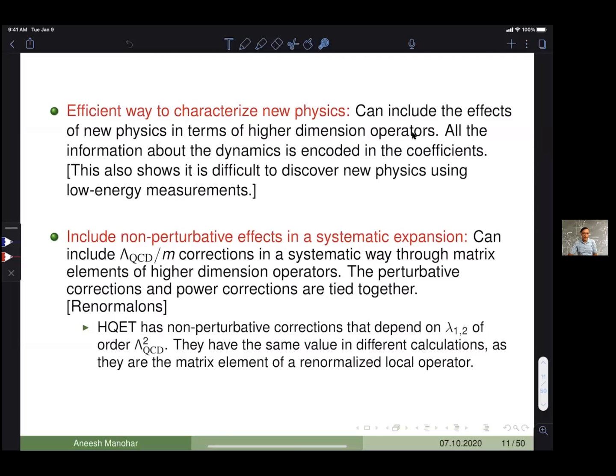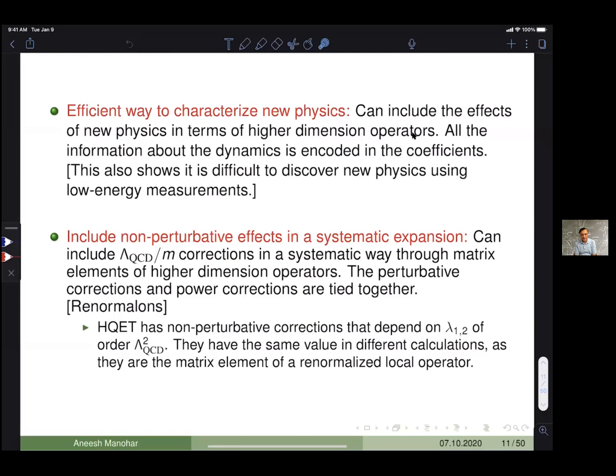A very important thing which was done in heavy quark effective theory is we could include non-perturbative effects in a systematic expansion. So there are non-perturbative effects in B decays which go like lambda QCD over M. And in heavy quark effective theory, there are two non-perturbative parameters, lambda 1 and lambda 2, which are of order lambda QCD squared. And you get effects proportional to lambda 1 over m_b squared and lambda 2 over m_b squared.